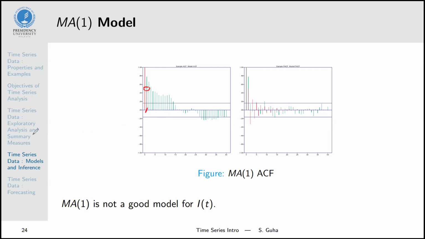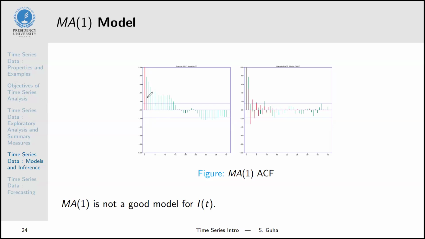Is this part making sense to everyone? That MA1 is really not a good model for this data? The first one is lag 0. In lag 0, the green and the red are completely overlapping, because both are +1. So that is nothing informative. You have to start from lag 1. In lag 1, the red has some height.